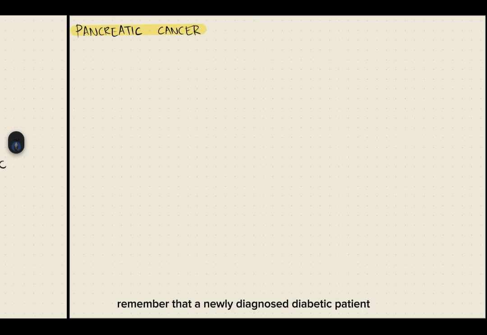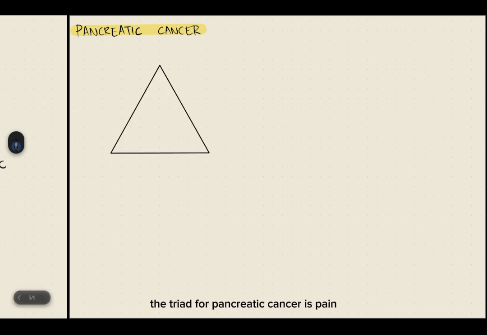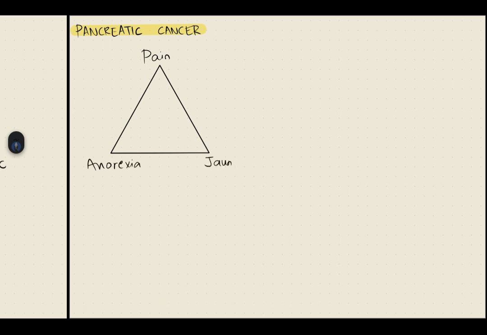Remember that a newly diagnosed diabetic patient can also have pancreatic cancer. The triad for pancreatic cancer is pain, anorexia, and jaundice. But there are also red flag signs that should be identified as potential pancreatic cancer. So, the first one is painless jaundice in a patient.